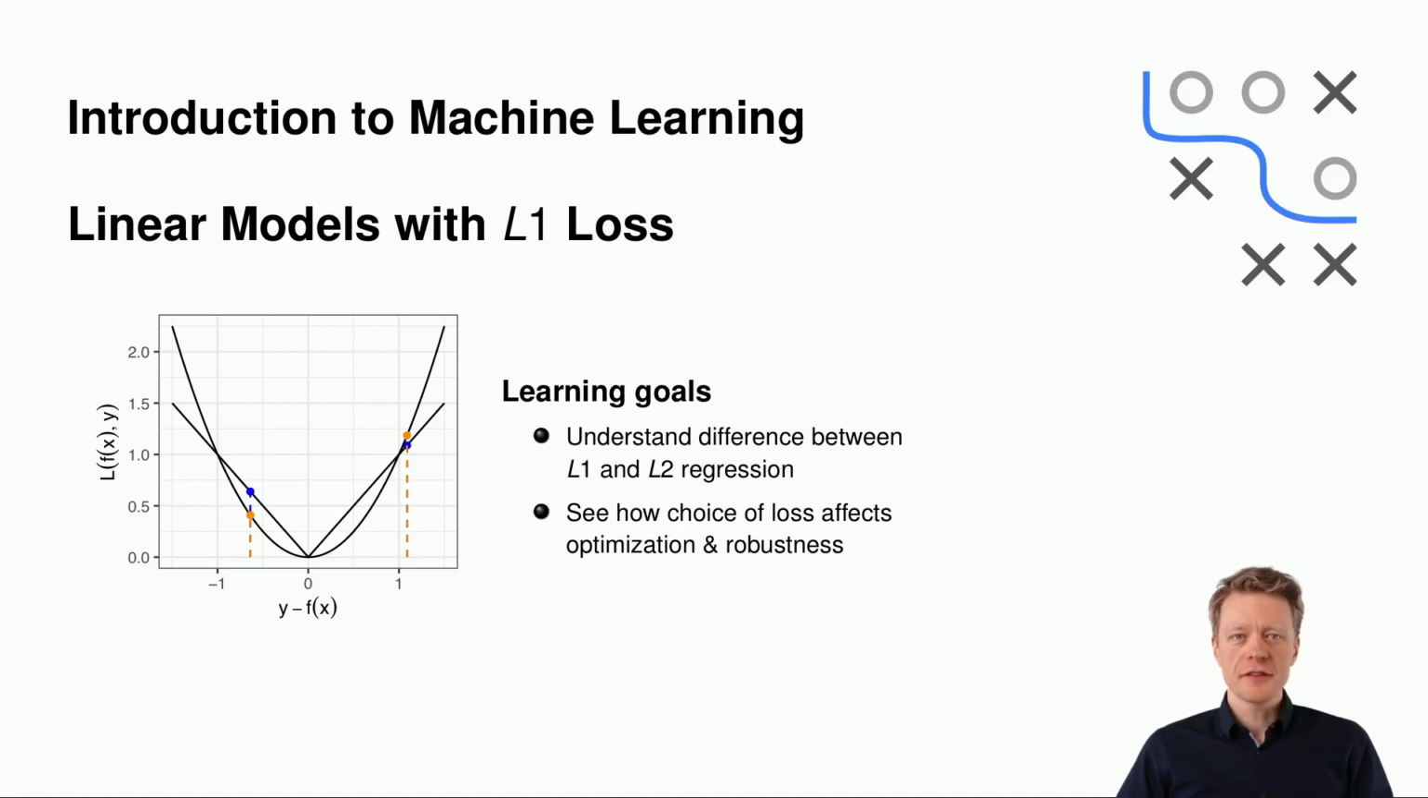You should understand the difference between L1 and L2 regression, and you should see how the choice of the loss affects the optimization and the robustness.